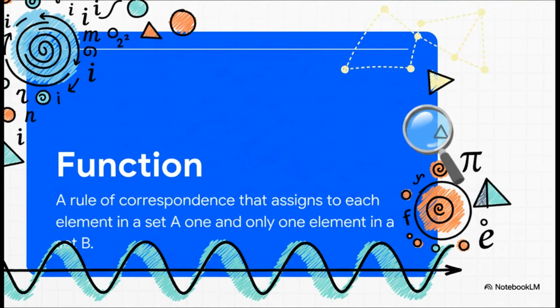So let's start with something you've definitely seen before, a function. The easiest way to think about it is like a machine. It's just a rule. You put something in, we'll call that an input from some set A, and the machine follows its rule and spits out exactly one output in another set B. That's it. Simple as that.